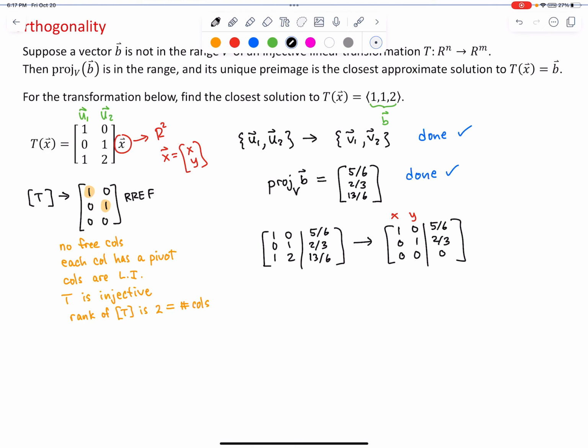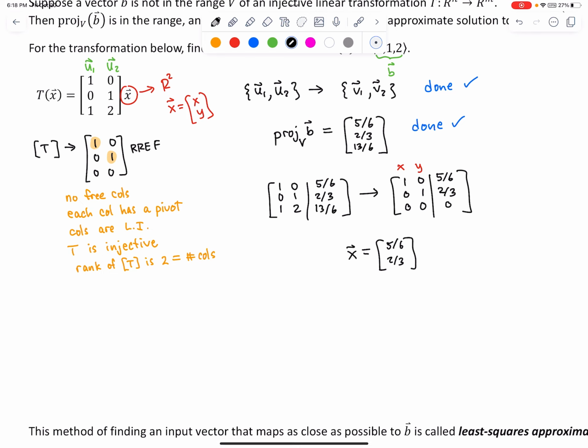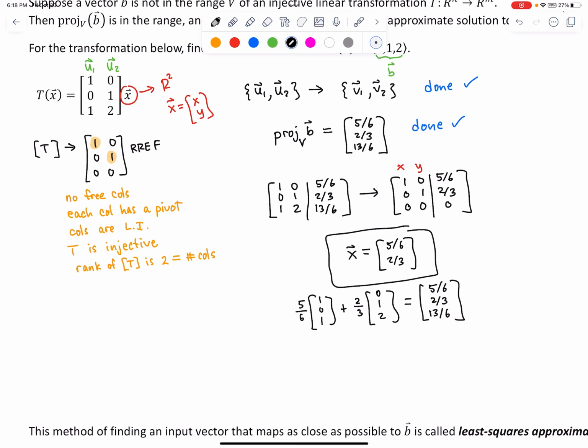And we're getting a unique result here because we have an injective linear transformation. The vector x that we were after is equal to (5/6, 2/3). Another way to present these findings is that if we take this vector, (5/6, 2/3), multiply it by this standard matrix, and do matrix vector multiplication, we're essentially saying that 5/6 of the first column plus 2/3 of the second column should equal this output vector, which is the projection of vector b onto our range. Our answer was this vector here, which is the pre-image of the projection of b onto the range.